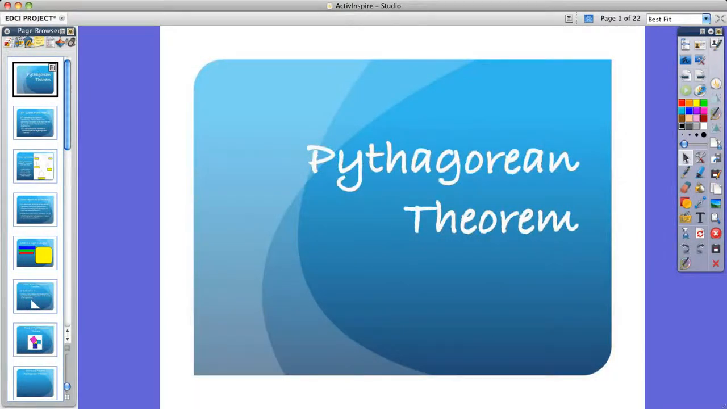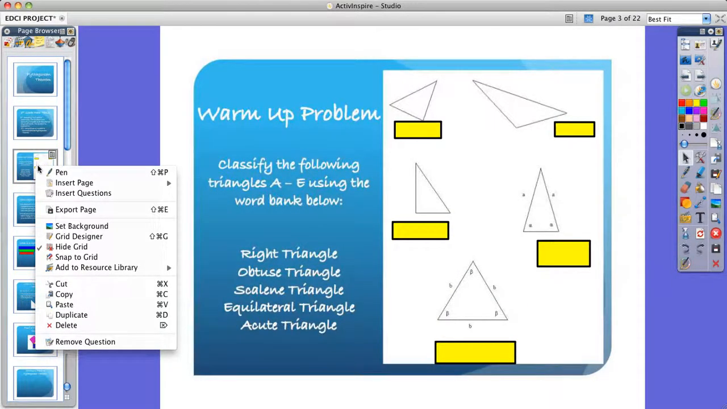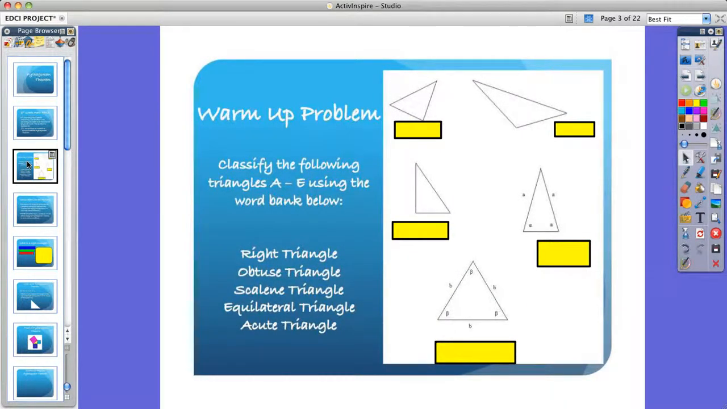So today we're going to learn a little bit about the Pythagorean theorem. We'll start out with a warm-up problem. I would like y'all to read through this and see if y'all can figure it out on your own. It says today you're going to classify the following triangles A through E using the word bank below.